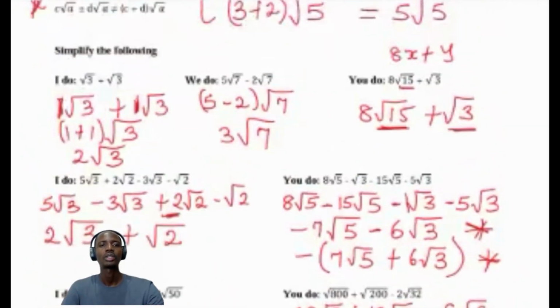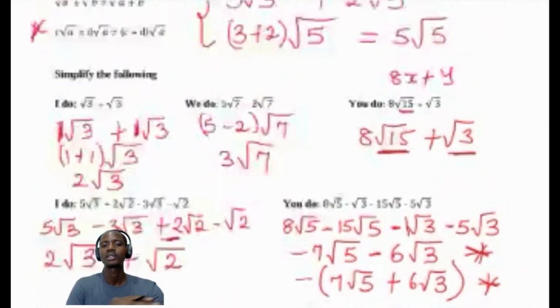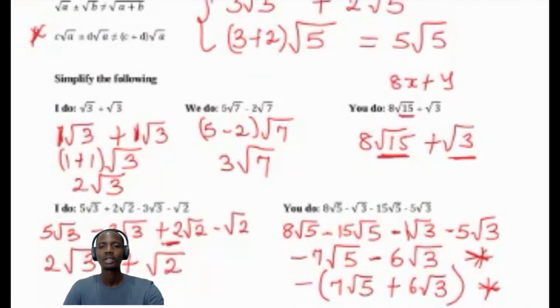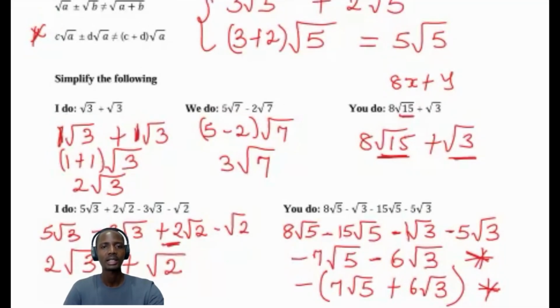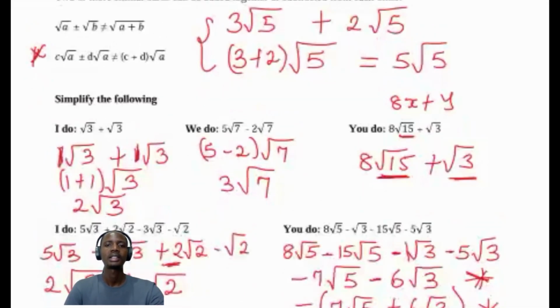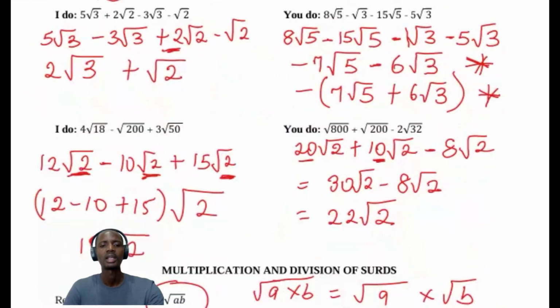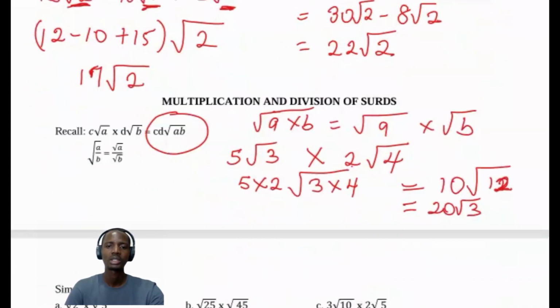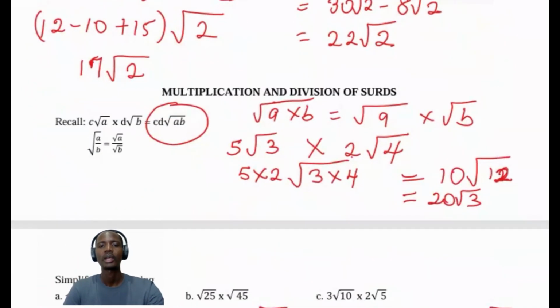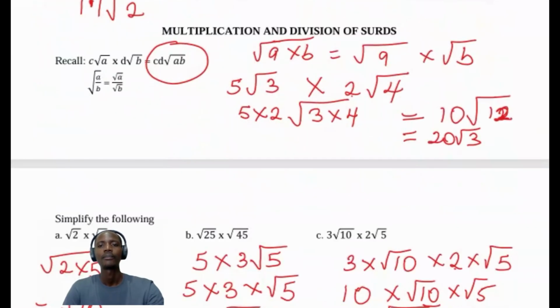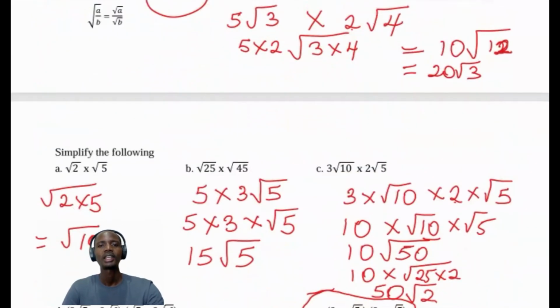So I want to believe with this you are able to perform arithmetic on surds. We started with looking at how we can add surds, add 2 or more surds, how we are able to subtract, the addition and subtraction of surds, adding or subtracting 2 similar surds. Then we also look at how we're able to multiply and how we're able to divide surds. So with this, that brings us to the end of today's class.